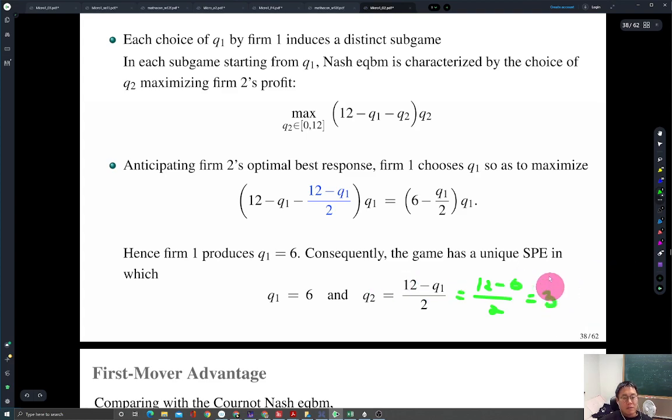When we specify equilibrium, we have to specify the player's strategy profile. So we have to specify what quantity is to be chosen by firm 2 at every information set. In other words, at each quantity Q1 chosen by firm 1, firm 2 is willing to produce this quantity.